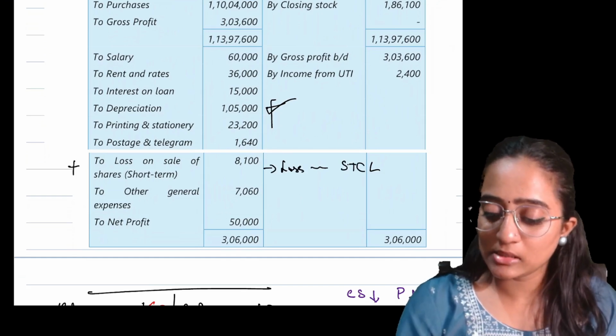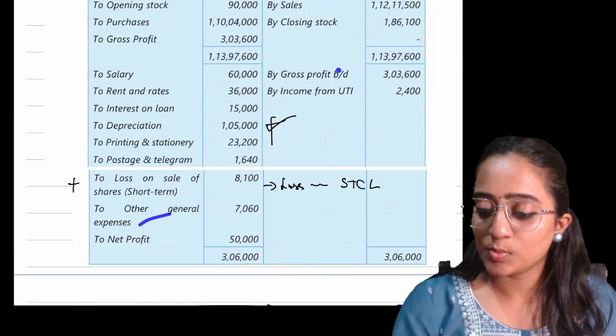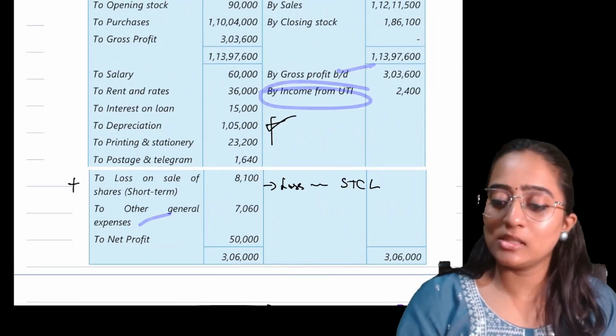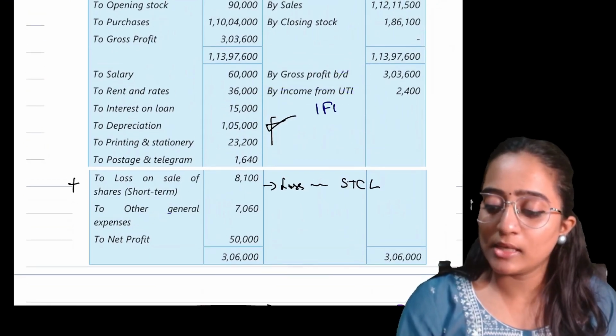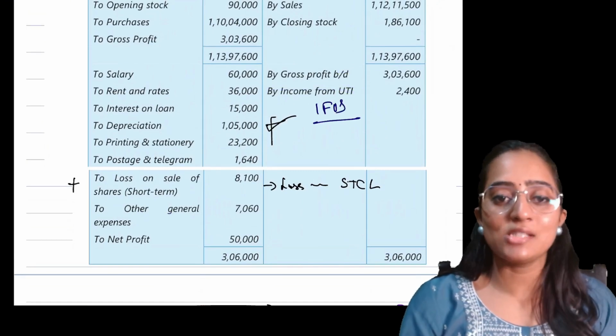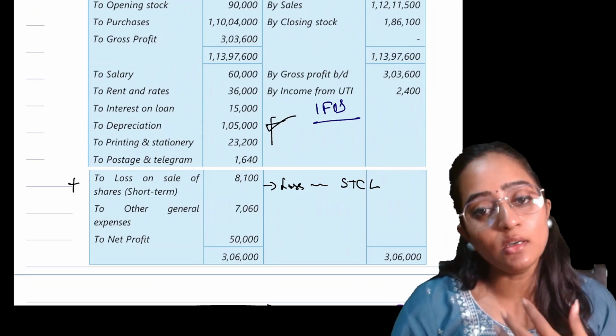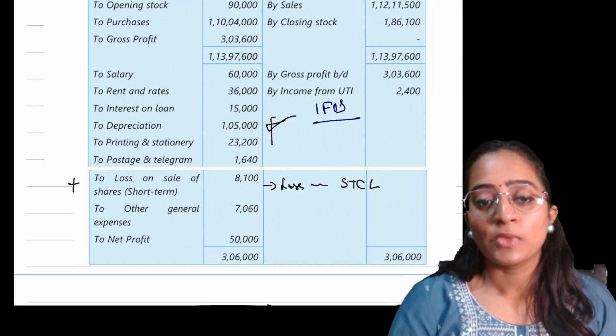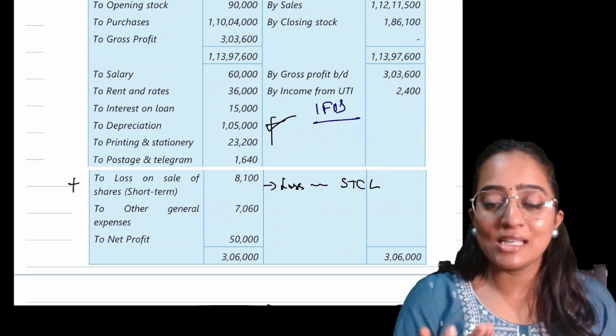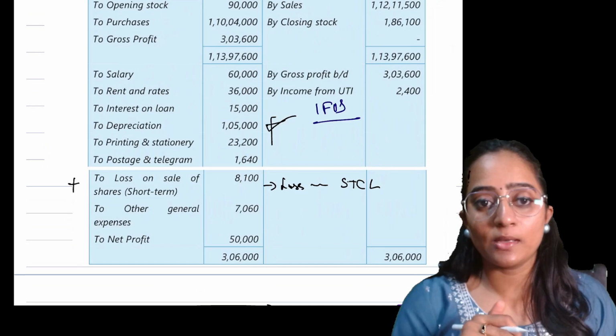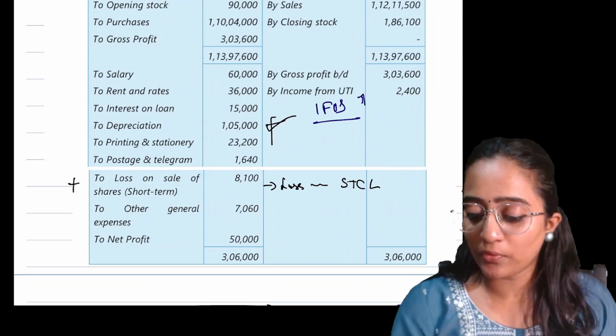General expenses considered, net profit taken, gross profit, income from UTI. Again, this is the income which you are going to consider as income from other sources, not under this head. This income is taxable, but not under the head of PGBP, but under the head of income from other sources. So this is an income increase. As this is an increase, your profit also increases.